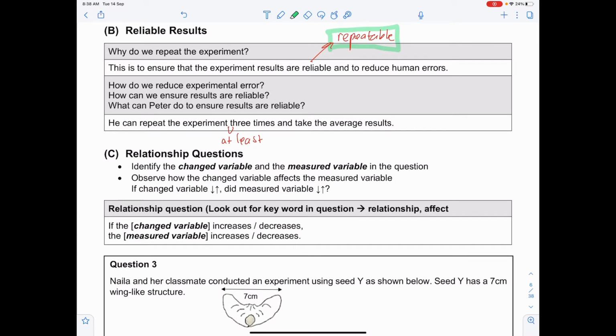So these are the types of questions that they will ask you, the way they will phrase it. How do we reduce experimental error? How do we ensure results are reliable? What can Peter do to ensure results are reliable? So he can repeat the experiment at least. You can do more number of times. In fact, the more number of times, the better, the more reliable it is. And then take the average results.